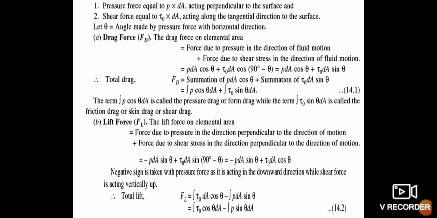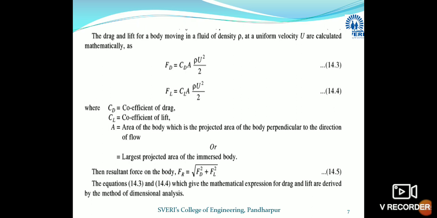The resultant force F is equal to the square root of FD square plus FL square. Now these are the drag and lift forces calculated on stationary bodies. But most of the time we have to calculate the drag and lift force on moving bodies. The drag and lift force on a body moving with a velocity u, having density rho, can be calculated by a formula. These are correlations, therefore we should not give the proof. The correlations are obtained from physical experiments conducted by scientists.